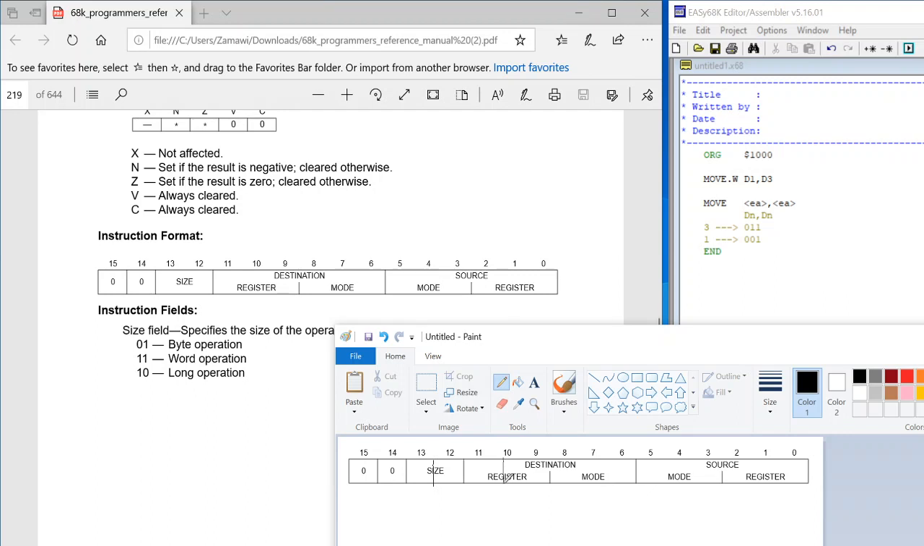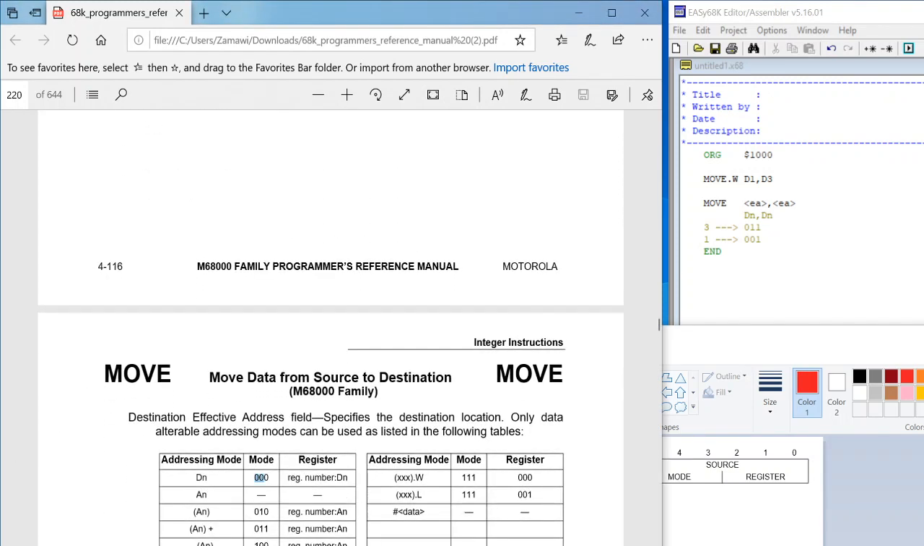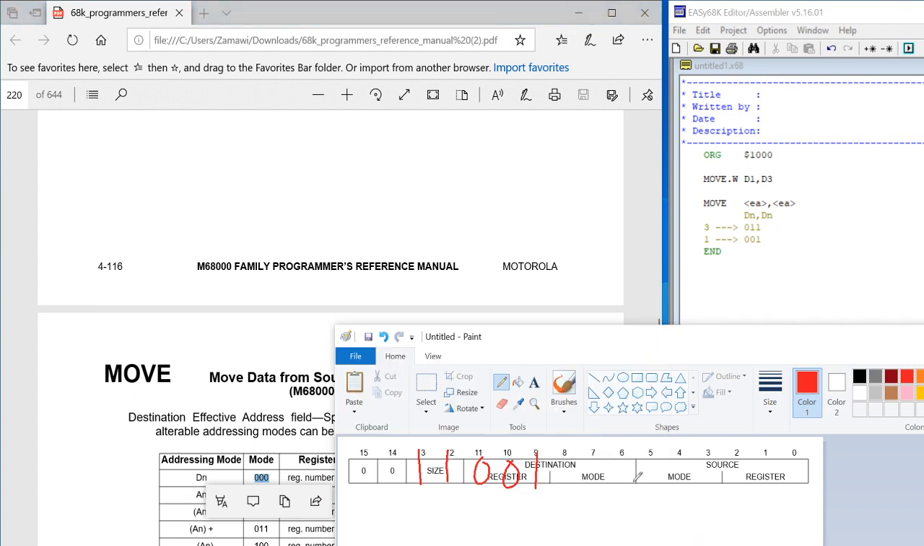This is also 1. Let me try to put the size much bigger. This is 1. This is also 1. Okay, so the mode, sorry, this is 1, and this is also 1. For the destination here just now, the register is register number 3, so it's 0, 0, 1, and the mode is based on the table, 0, 0, 0. So this is 0, 0, 0, and for the source you have to put the mode first.